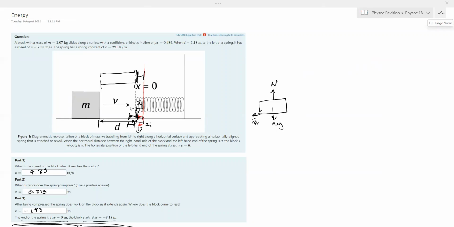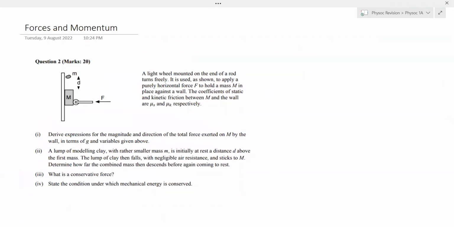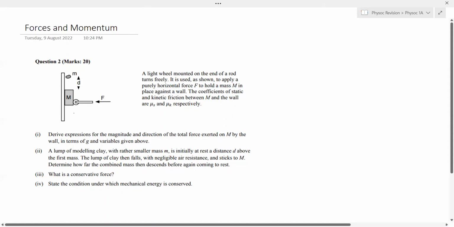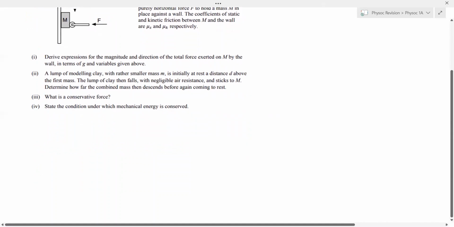Let's move swiftly along to the next question. This one is looking at forces and momentum, kind of doing our free body diagram and seeing what happens. All right, so we've got some block that's being held up on a wall by this little wheel pointy thingy with a force F. And eventually we're going to drop a smaller mass onto it and see what happens. But first of all, part 1, we're going to look at just the magnitude and direction of the total force exerted on the big mass which we're holding against the wall in terms of the variables given.